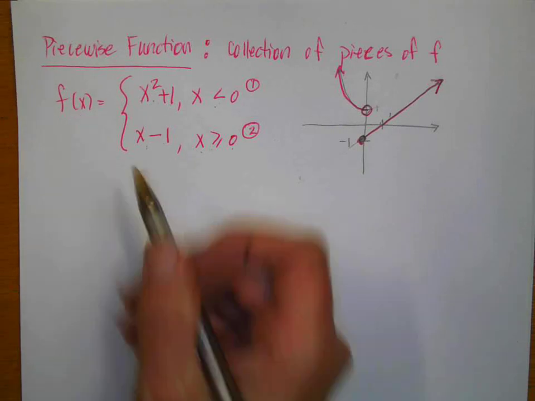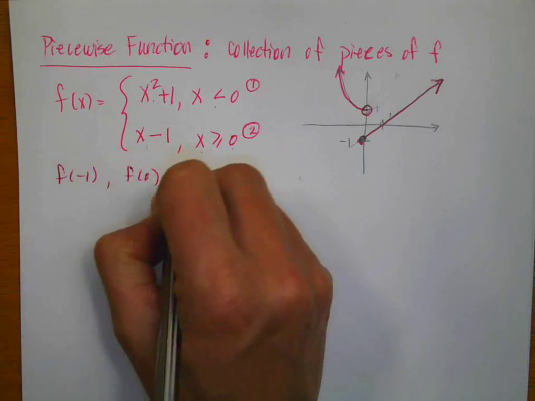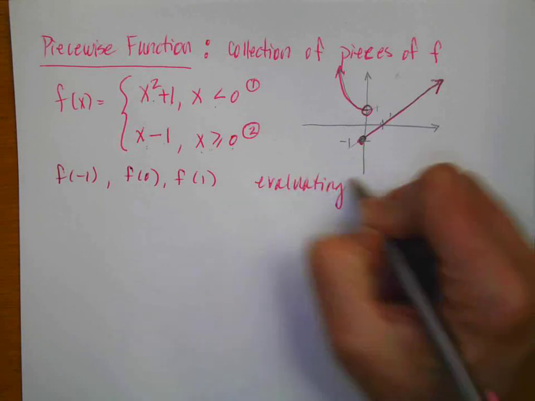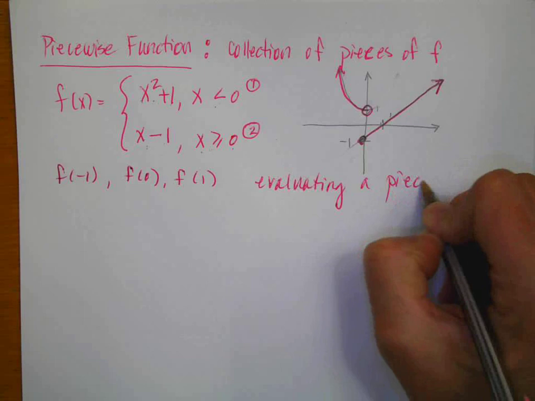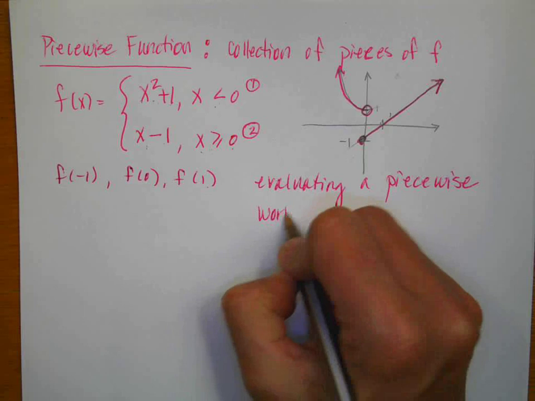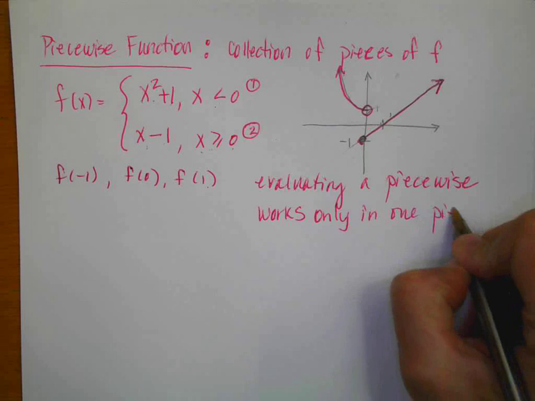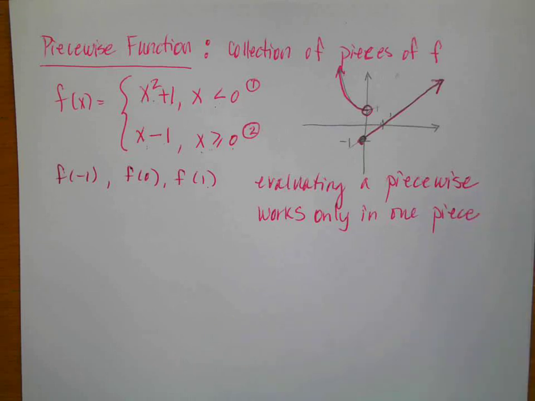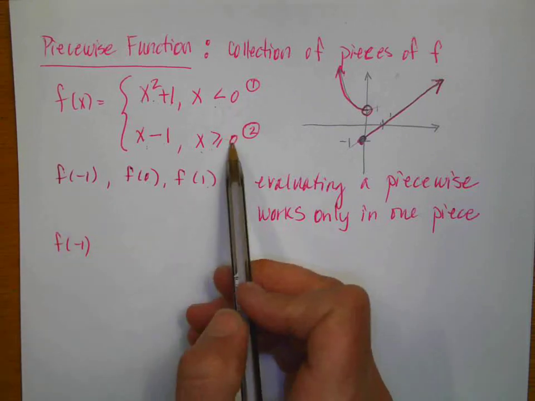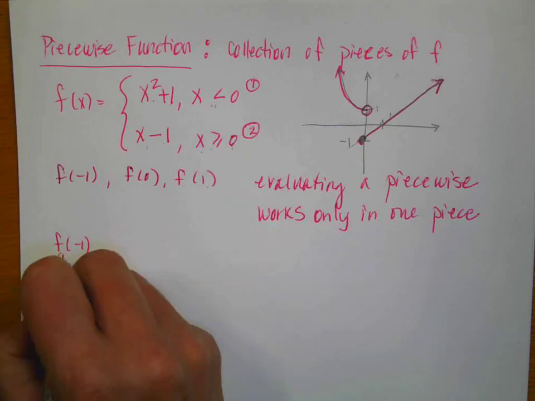So now let's say I want to evaluate this function at f of -1, f of 0, and f of 1. When you are evaluating a piecewise, P-I-E-C-E, each point of evaluation works only in one piece. It doesn't work in multiples. All right? So if we talk about f of -1, -1 isn't greater than or equal to 0. It only works in this one.